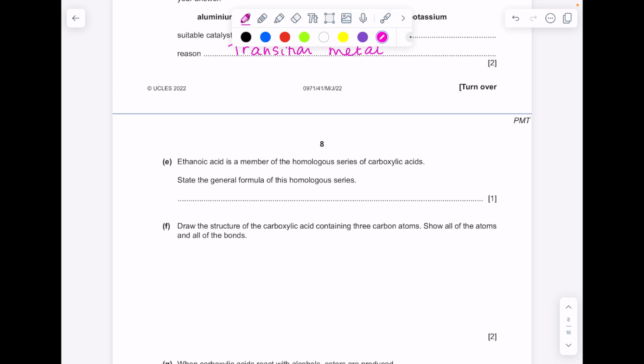Ethanoic acid is a member of the homologous series of carboxylic acids. State the general formula of this homologous series. It's CnH2n+1 plus that functional group of the carboxylic acids, which is COOH.